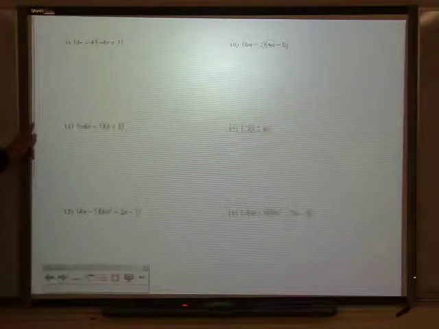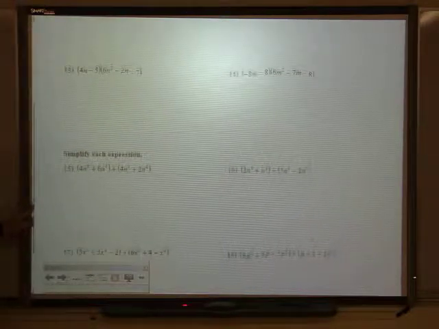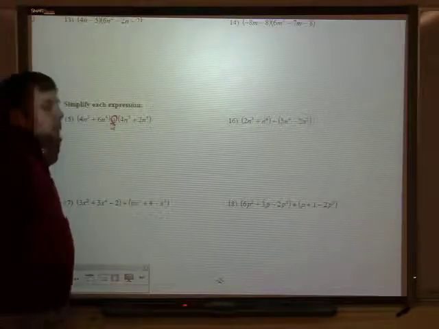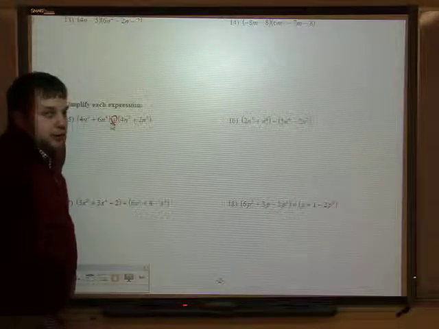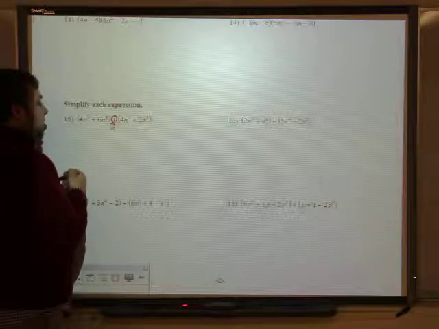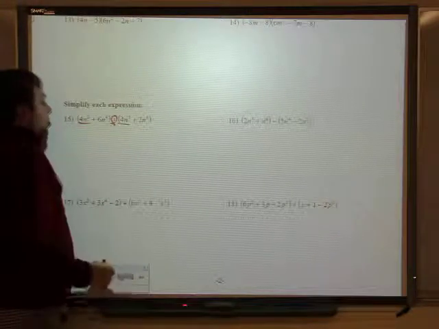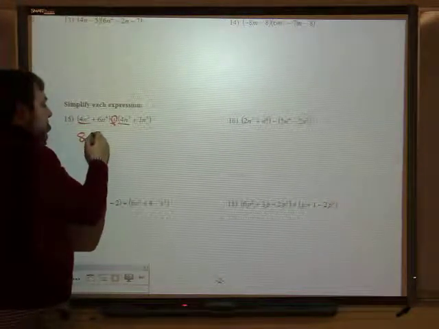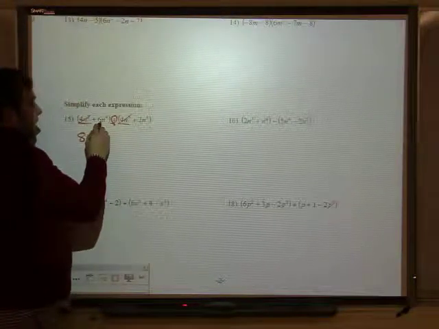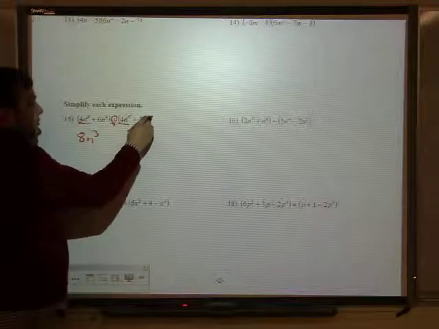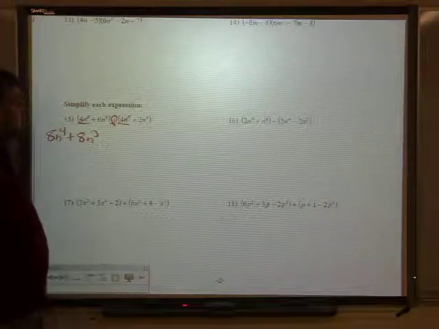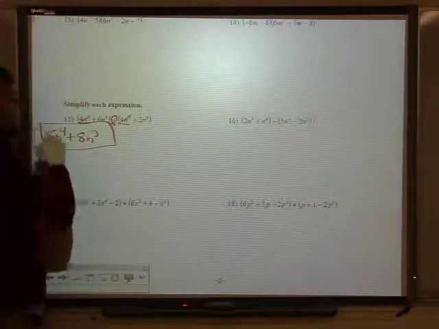Alright, and then one last little bit. I threw on some extra hard ones. Down here, number 15, watch out, you're adding. Don't multiply, you're not doing foiling here. You're just combining like terms. So watch out for that. I got 4n to the third plus 4n to the third, that's 8n to the third. 6n to the fourth and 2n to the fourth, that gives me 8n to the fourth. That's it. I'm done. So be careful on those.